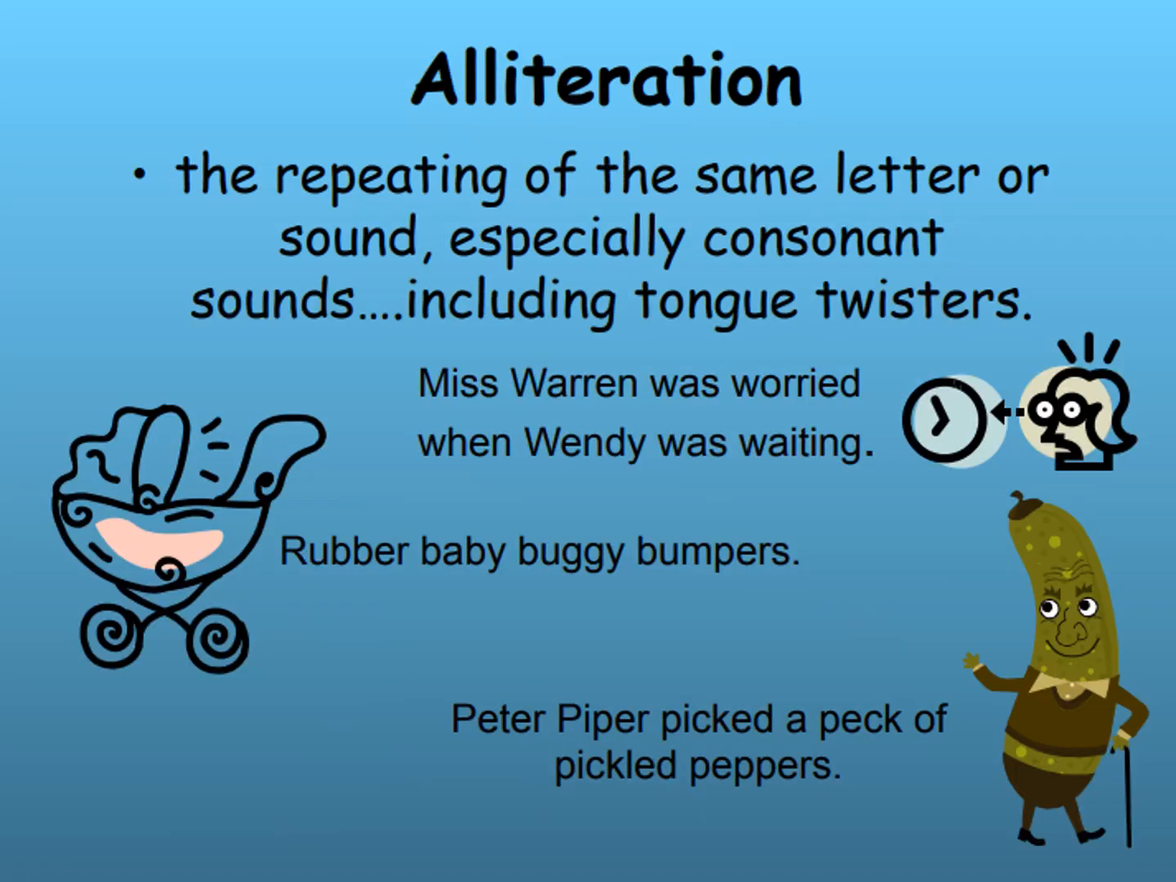Alliteration is the repeating of the same letter or sound, especially consonant sounds, including the things that we would call tongue twisters. Miss Warren was worried when Wendy was waiting. That repetition of that W sound. Rubber baby buggy bumpers, repetition again. Peter Piper picked a peck of pickled peppers, the repetition of the P sound. So alliteration is a repetition of sounds, especially consonants.